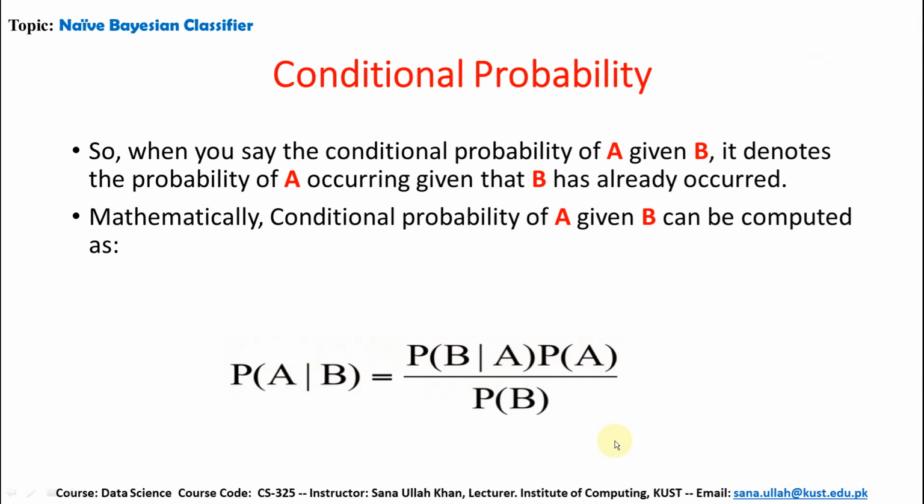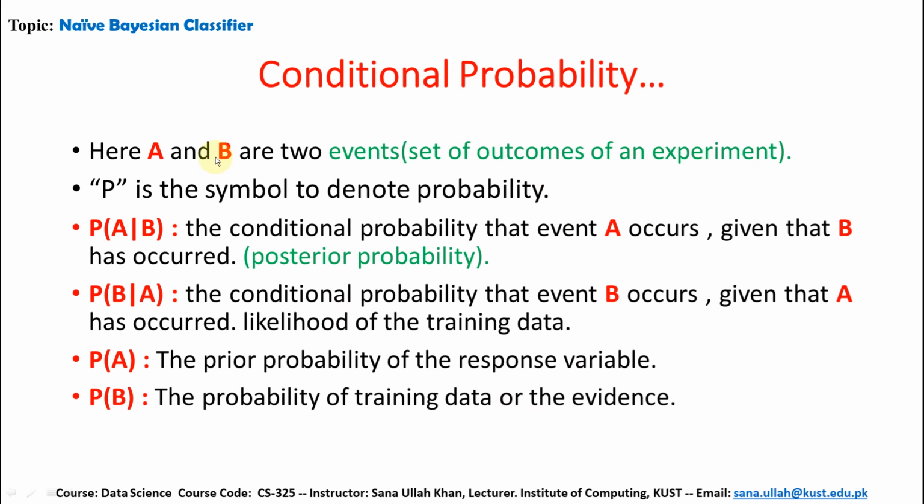Conditional probability. When you say the conditional probability of A given B, it denotes the probability of A occurring given that B has already occurred. Mathematically, the conditional probability of A given B can be computed as P(A|B) = P(B|A) times P(A) divided by P(B). Here A and B are two events, and P is the symbol to denote probability. P(A|B) is the conditional probability that event A occurs given that B has occurred.